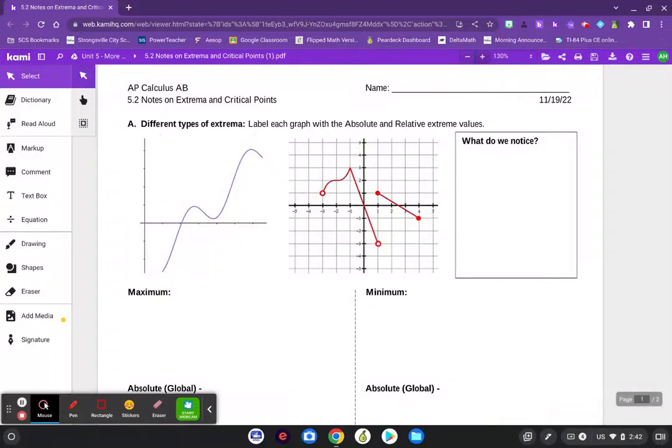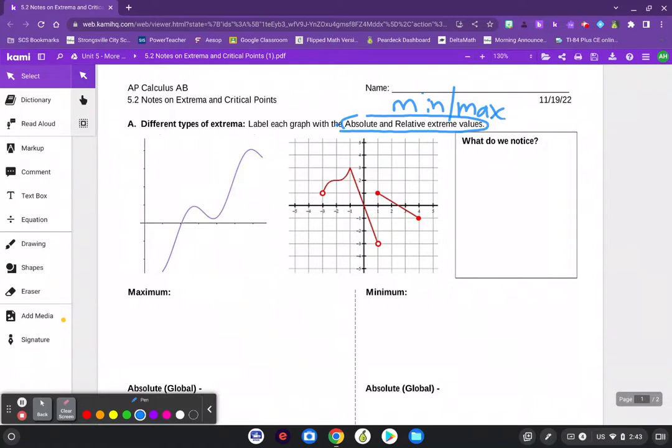We are starting to look at some more advanced applications of derivatives. So we are going to look at extrema. When we talk about extrema, we're talking about extreme values. Extreme values are points such as minimums and maximums. So when I talk about absolute or relative extrema values, I'm looking at absolute minimums and absolute maximums.